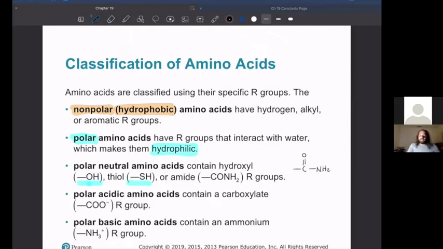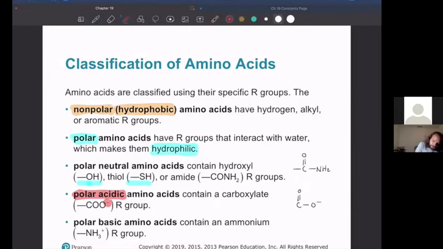There are polar acidic groups, and these are carboxylate groups. So again, a little bit of a misnomer in that they're not the acid form. They're after it's already donated that proton. So polar acidic groups have a negative charge, and they actually all have the same carboxylate group on them. Okay, so we call it acidic because it's a carboxylate group, but it's after that donation of that proton has occurred.